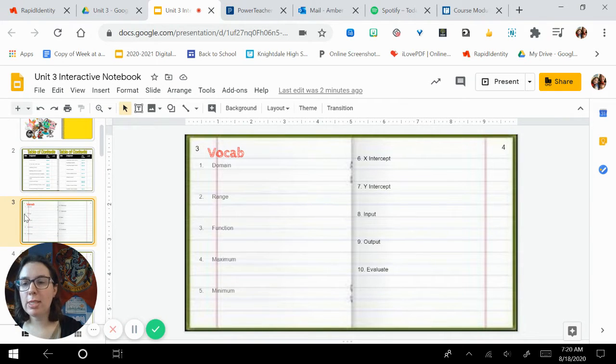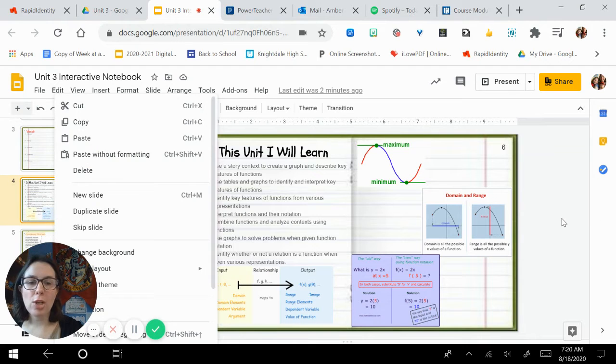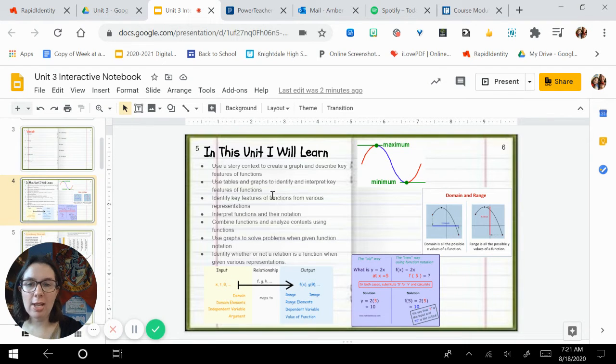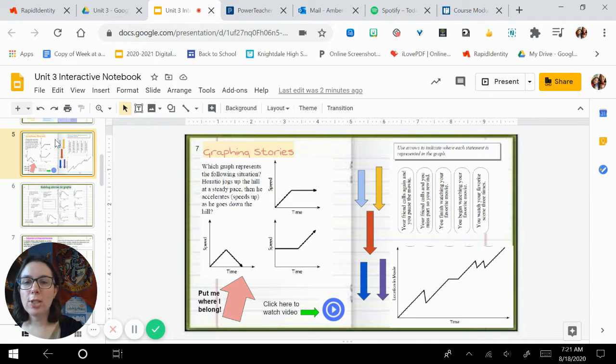Unit 3 on Canvas. All right, so the first thing we're going to look at is your goals for the unit. You're going to be able to use a story context to create a graph and describe the key parts. You're going to use tables and graphs to identify and interpret key features. You're going to identify the key features from various types of functions, like tables, graphs, and equations. You're going to interpret functions and their notation, combine functions, use graphs to solve problems, and identify whether a relation is a function or not. So let's look at the first lesson.